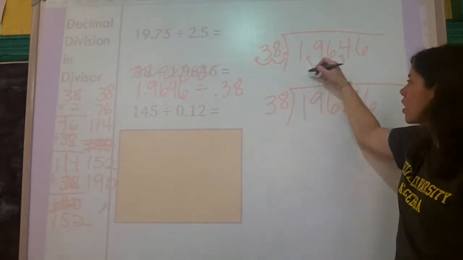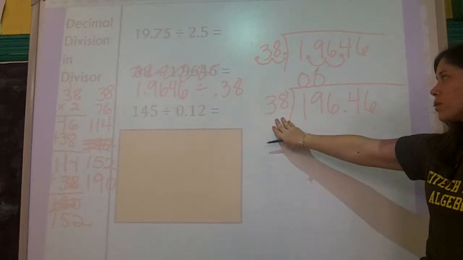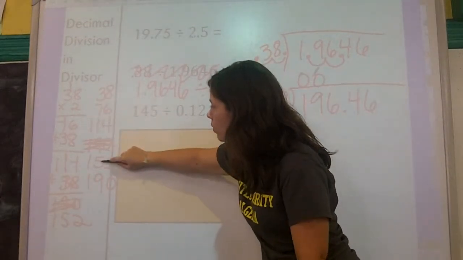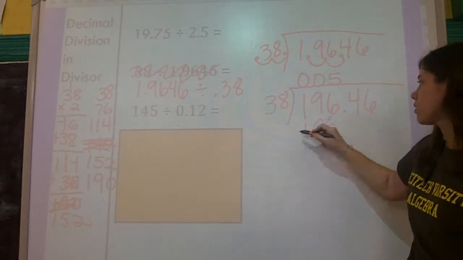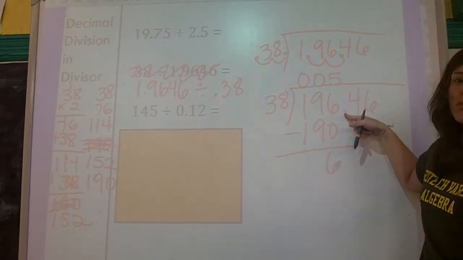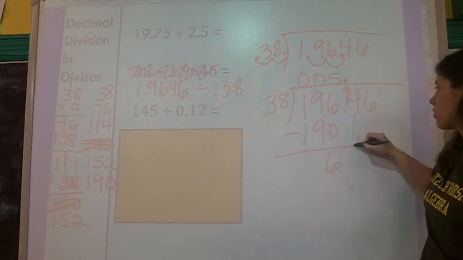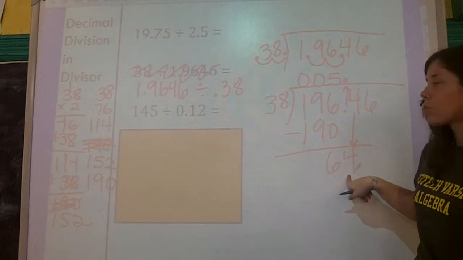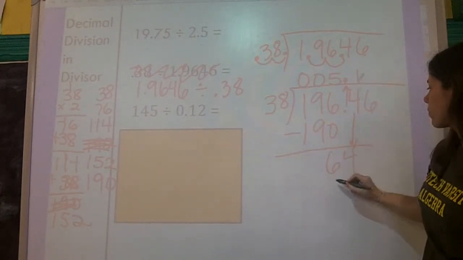38 into 1, no. 38 into 19, no. But thank goodness I listed all those multiples, because now I know that I can count by 38. 1, 2, 3, 4, 5 times to get close to 196, and I'm left with 6. I have a decimal, so before I can move over in my dividend, I need to bring it up, and I can bring the 4 down. 38 doesn't go into 64 perfectly. I can only count by 38 one time.